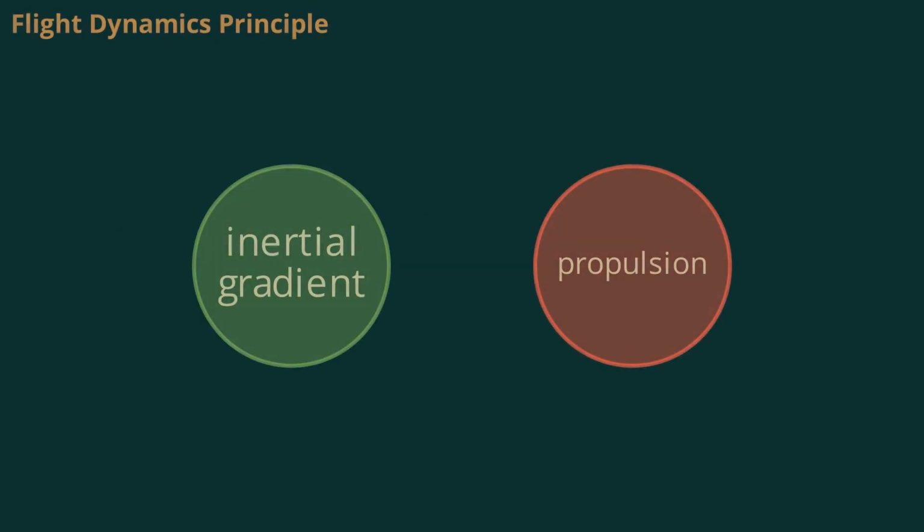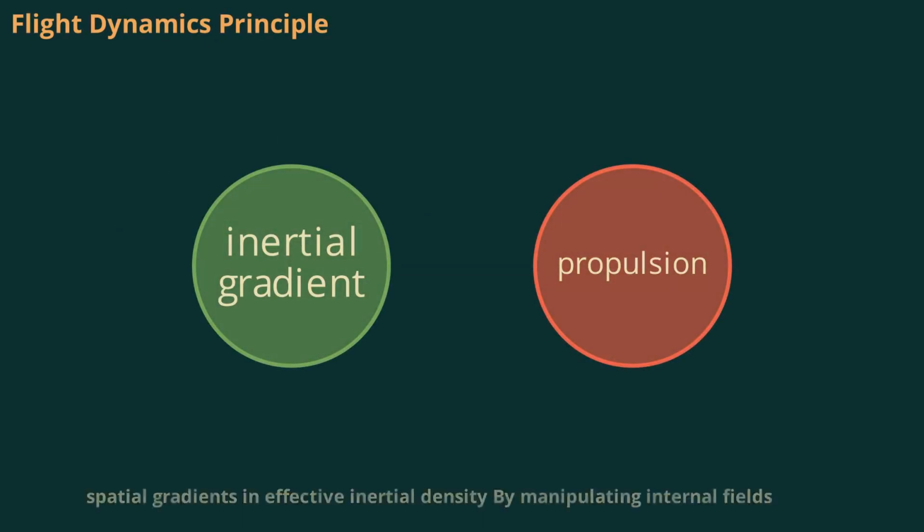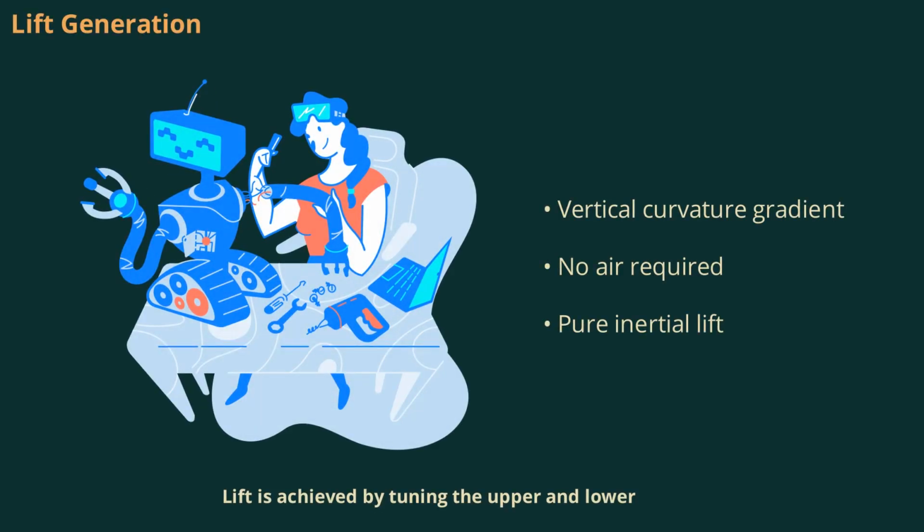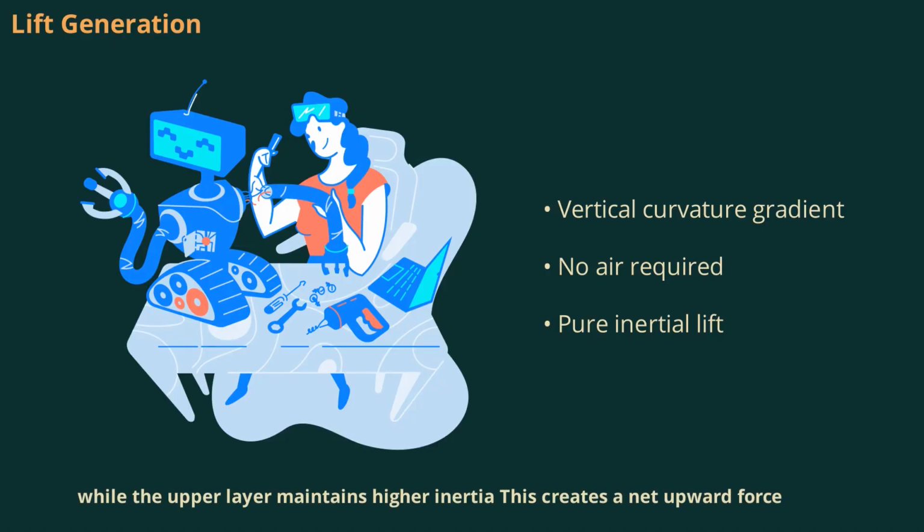H-PLGD generates motion by creating spatial gradients in effective inertial density. By manipulating internal fields, the craft essentially falls toward regions of low inertia that it creates itself. This principle enables lift, thrust, and maneuvering without the need for air or reaction mass, setting the H-PLGD apart from all conventional vehicles. Lift is achieved by tuning the upper and lower layers of the phononic mantle to different curvature profiles. The lower layer is set to negative curvature, reducing inertia below the craft, while the upper layer maintains higher inertia. This creates a net upward force, allowing the craft to hover or ascend without traditional lift surfaces.